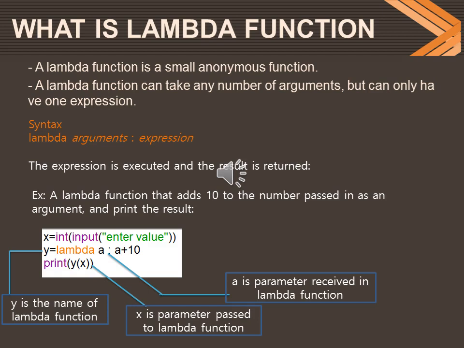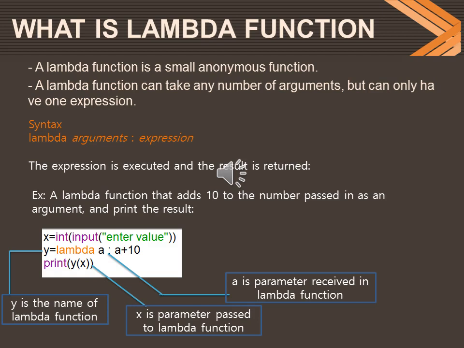Here y is the name of the function which is returned by the lambda, x is the argument we are passing. So suppose x equal to 70 is entered by the user. When this statement gets executed, the value of x will be 70 and it will go to the lambda function a: a plus 10. Here value of a will become 70, and then 70 plus 10 will be equal to 80. And so when we call y(x), it will return value 80.